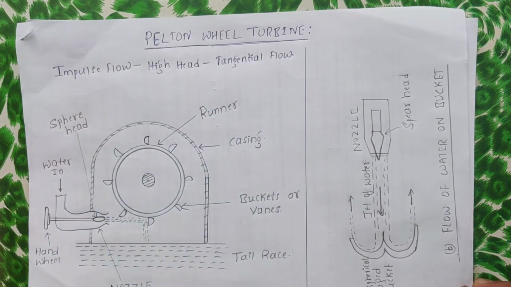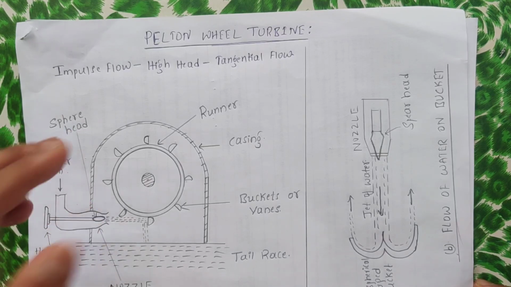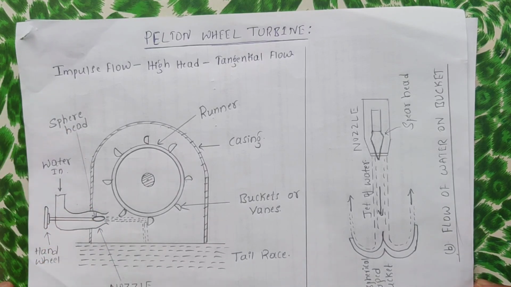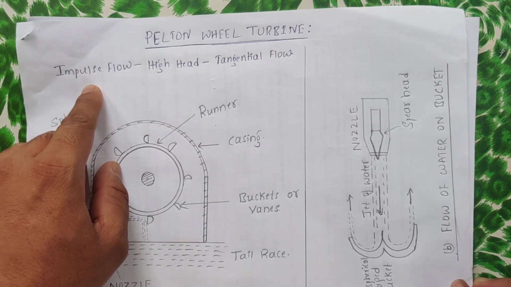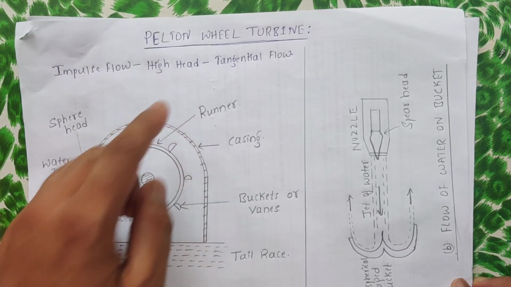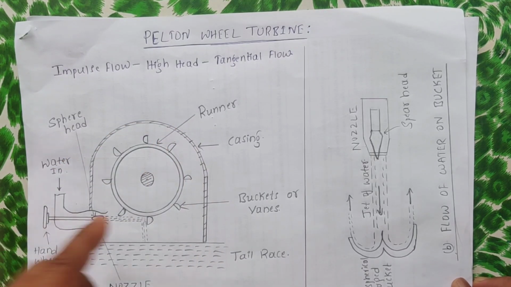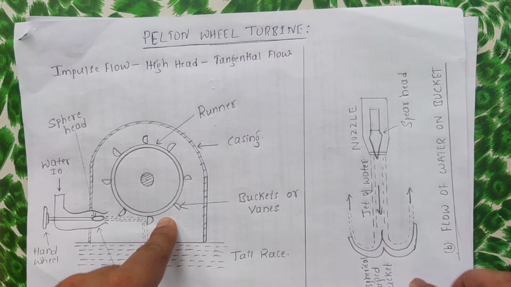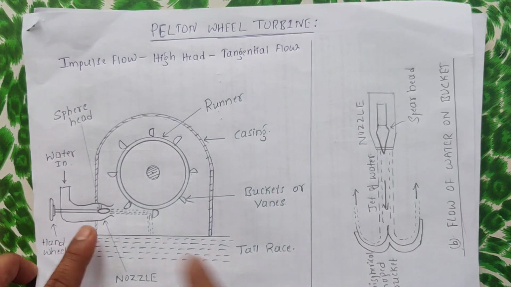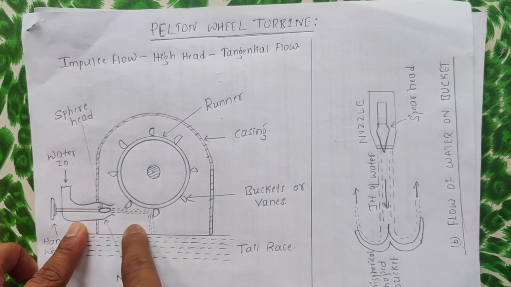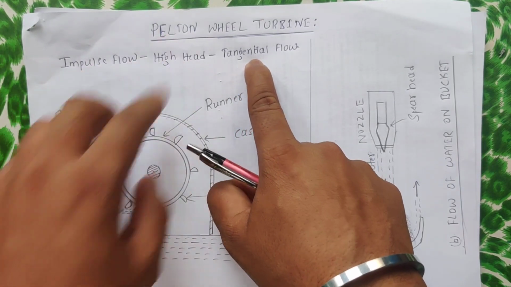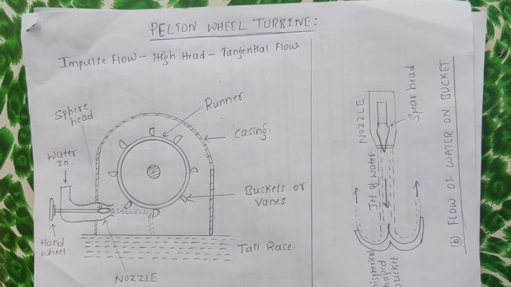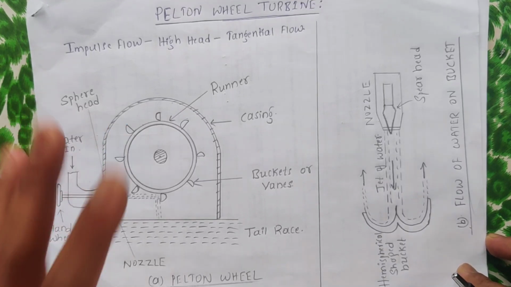That means the slapping mechanism: the direct hitting of water on the blade is sufficient for the rotation of the turbine. That is impulse. High head means the water has to fall from higher heights so that the turbine rotates. And tangential flow means the direction of flow of water on the turbine blade is tangential. So the Pelton wheel comes under impulse, high head and tangential flow.